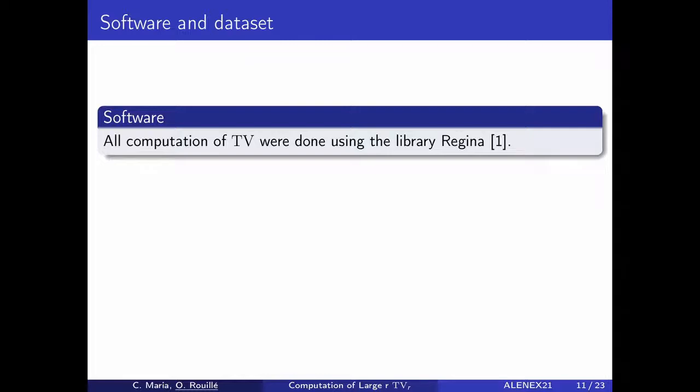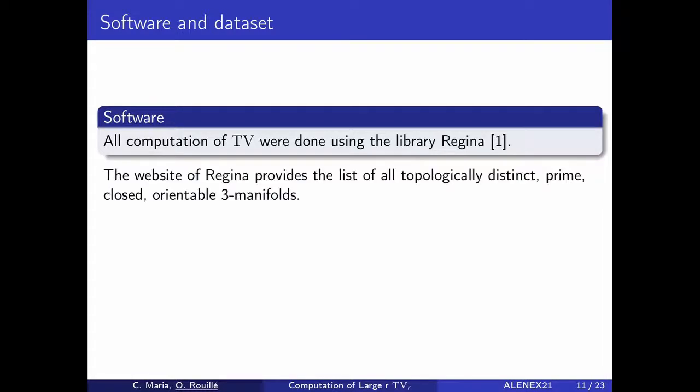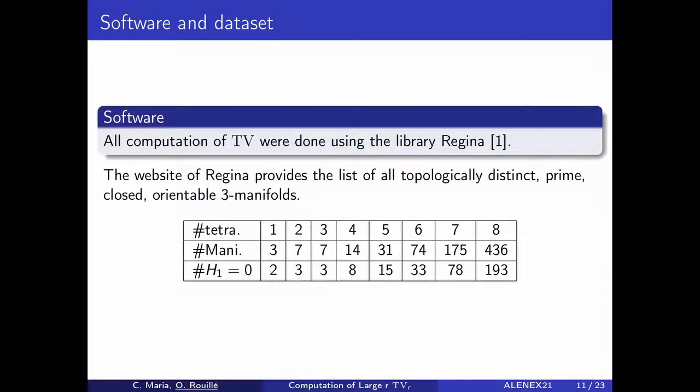So now a few words about the software and the dataset we used. All computations were done using the library Regina, which is pretty standard in the domain, and we had to add multi-precision arithmetic to it. Regina also provides a dataset of topologically distinct prime closed orientable 3-manifolds. And actually it provides a census of all of them, all the different ones that admit a triangulation with 11 or fewer tetrahedra. And this is what it looks like.